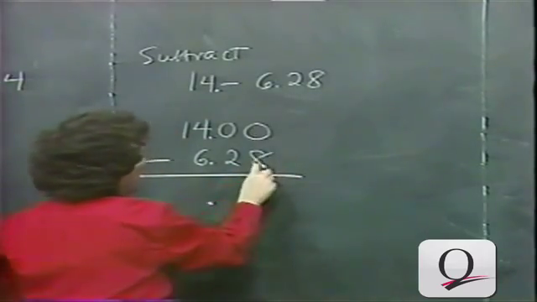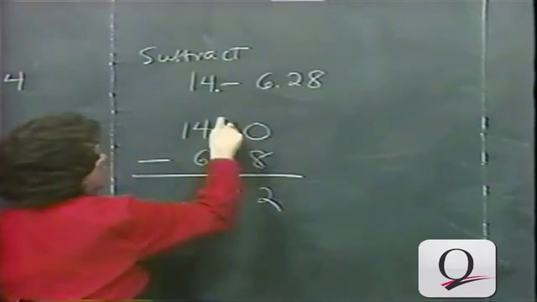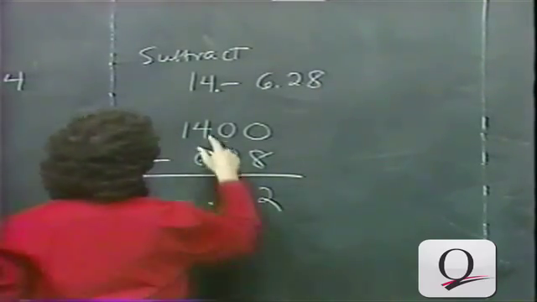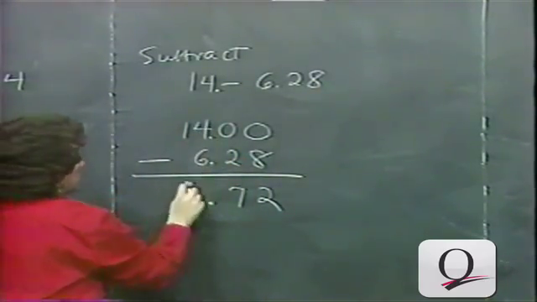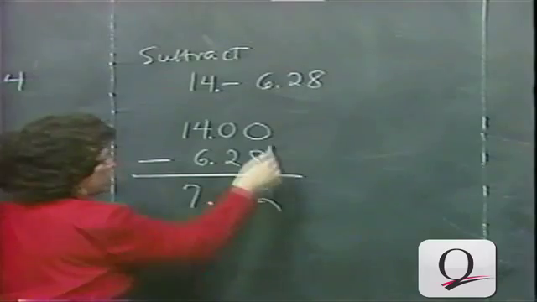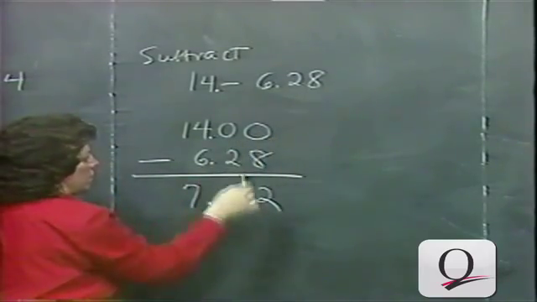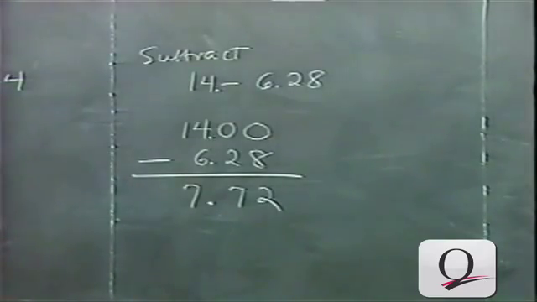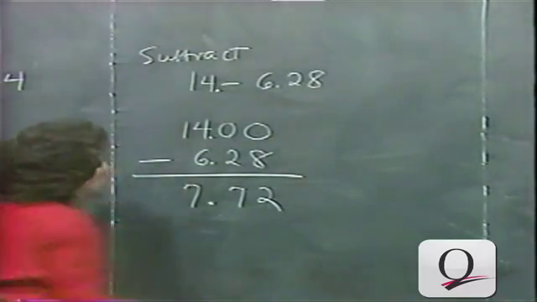10 take away 8 gives us 2. 9 take away 2 gives us 7. 13 take away 6 gives us 7. 7.72. Checking. 8 and 2, that's 10. 2 and 7 and 1, that's 10. 7 and 6 and 1, 14. 7.72 or 7 and 72/100ths for your answer.